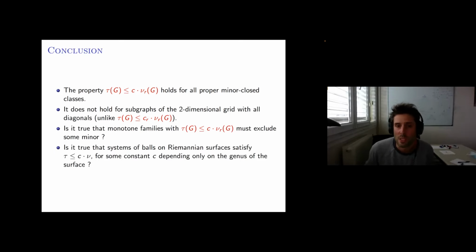And what I'm wondering is whether you can prove the same for any Riemannian surface. A Riemannian surface is just a surface equipped with a nice metric. It's a continuous world, so now we're not in a discrete world anymore, but you take your continuous surface and pick a finite system of balls on the surface. This defines a hypergraph, points and balls. It's just a finite hypergraph. Is it true that for this hypergraph tau is bounded by constant times nu, and c only depends on the genus of the surface? And this I don't know. I don't know how to prove that.